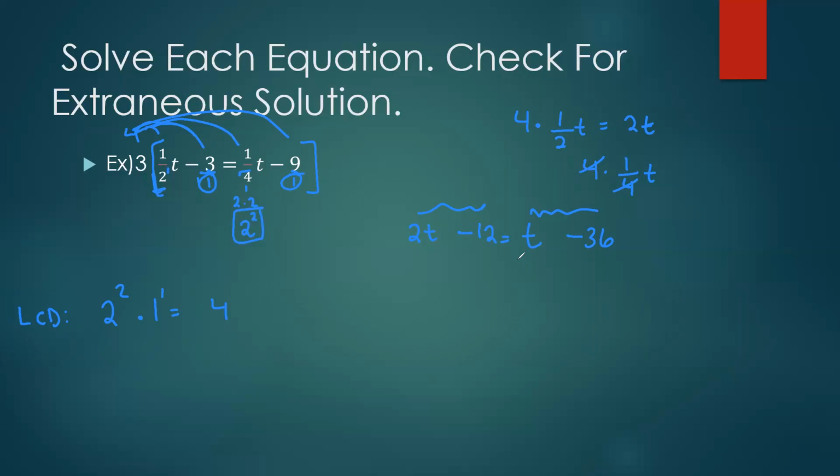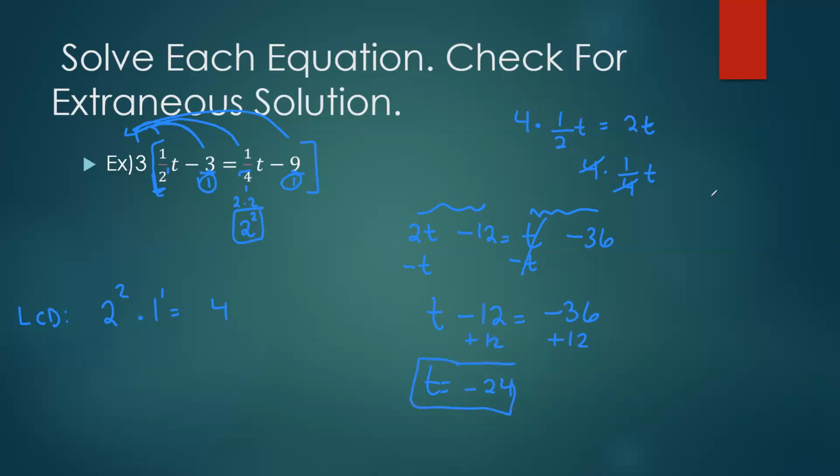So I'm going to move this t to the left by subtracting t both sides, or 1t. So on the left, 2t minus 1t is t minus 12 equals -36. Okay. On the right side, I'm going to have to add 12, right? I'm going to have to move it to the right by adding 12. So what is -36 plus 12? It is -24.